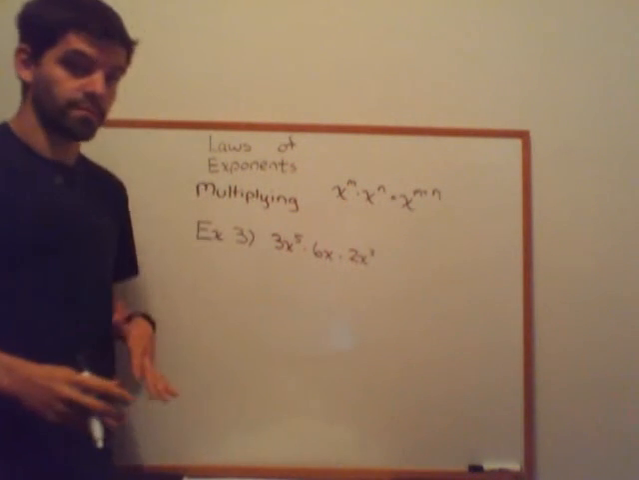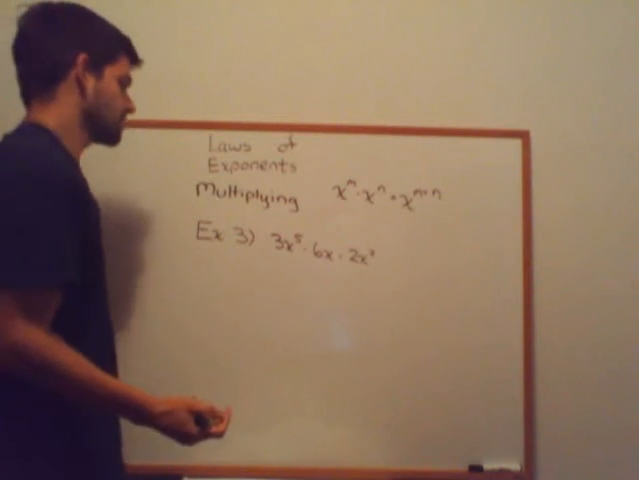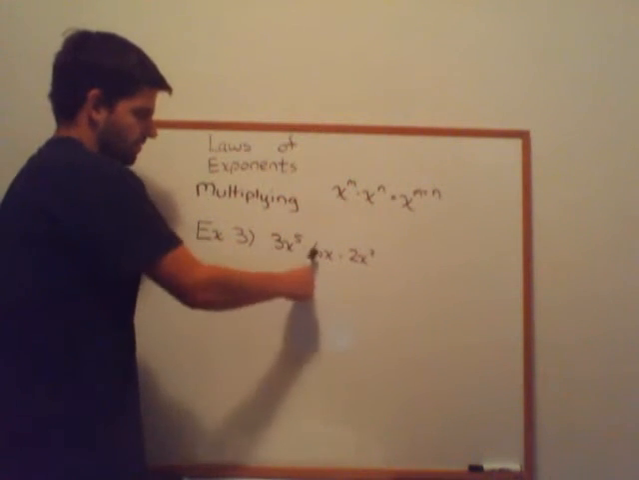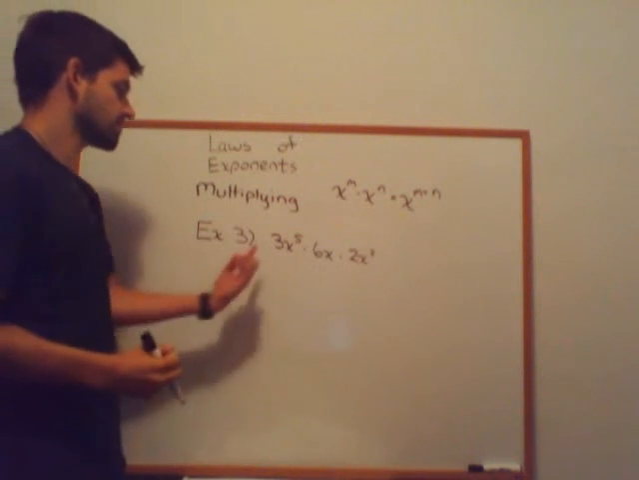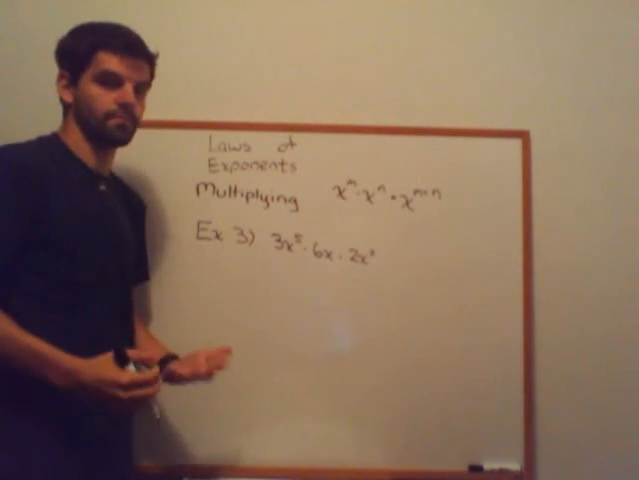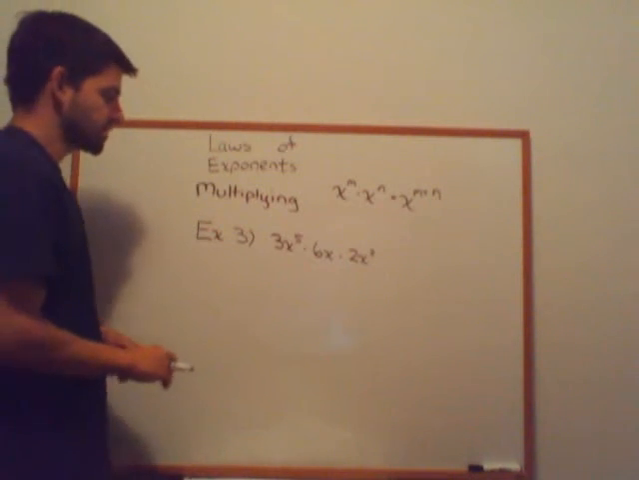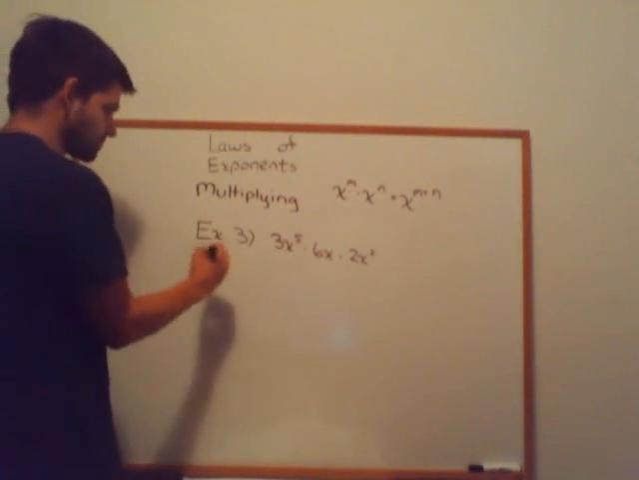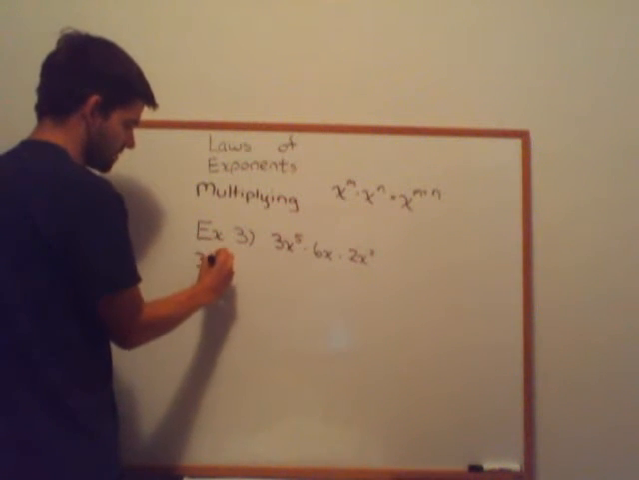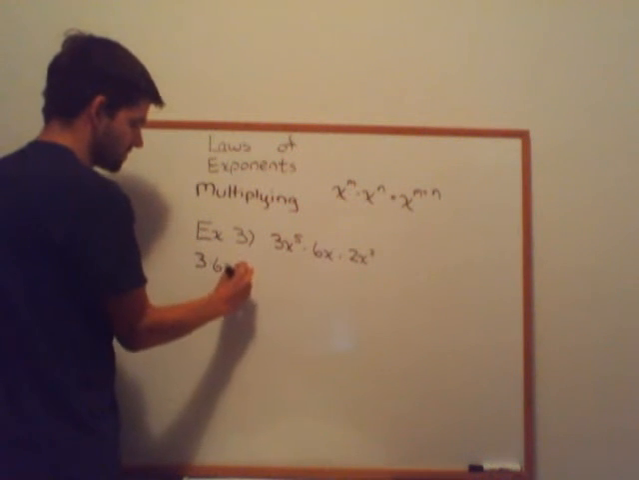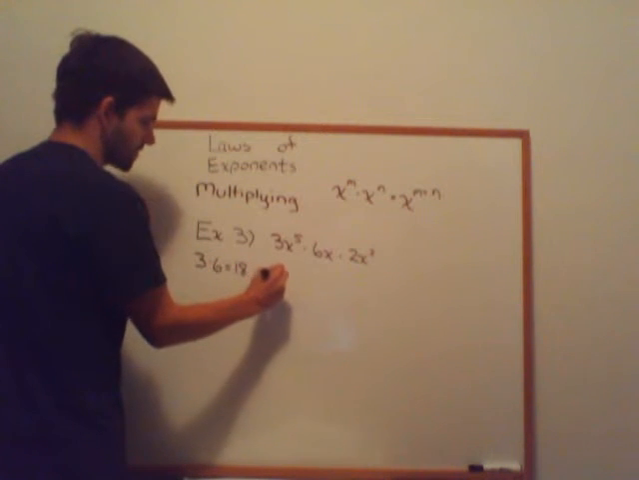Now again, remember, keep things easy for yourself. Start off with your whole numbers. In this case, we don't have to put a 1 anywhere because each of our terms has a coefficient greater than 1, so it's there. But again, same steps. So let's do the whole numbers first. So 3 times 6 is 18, times 2 is 36.